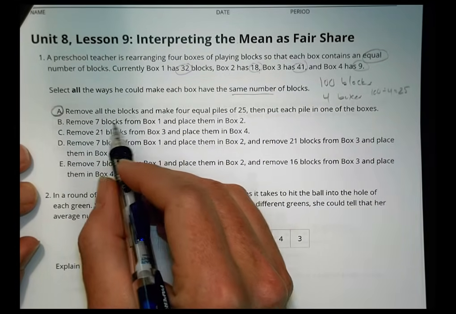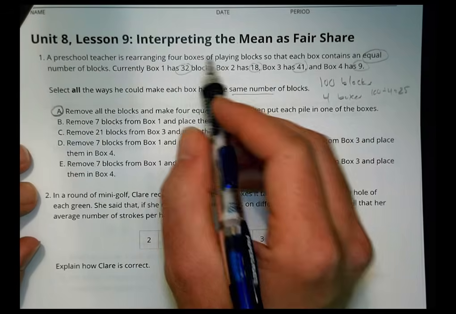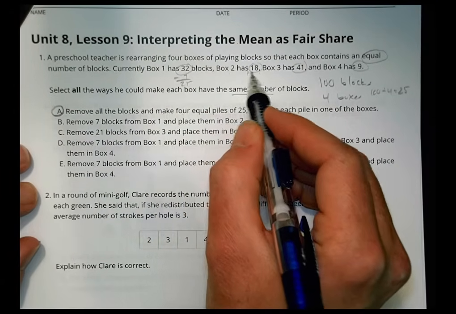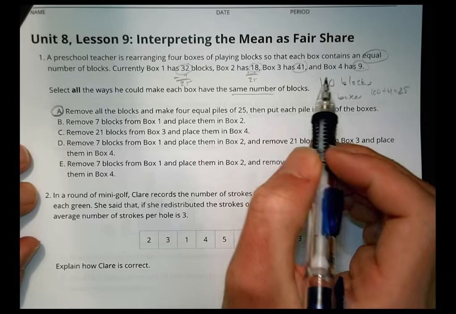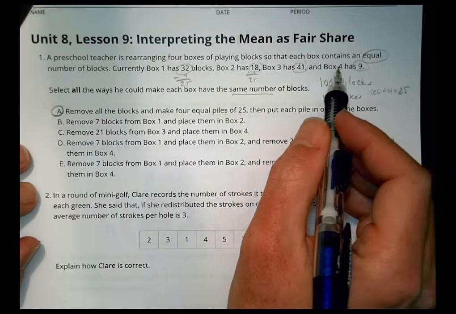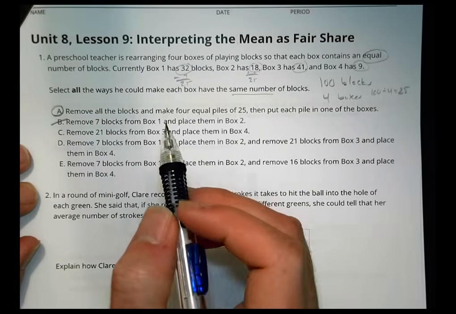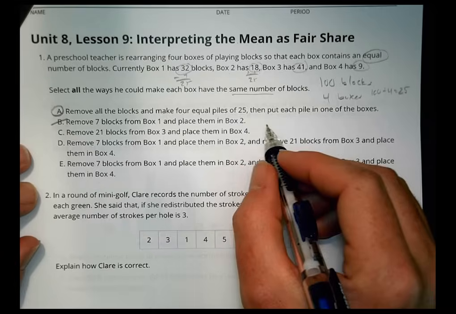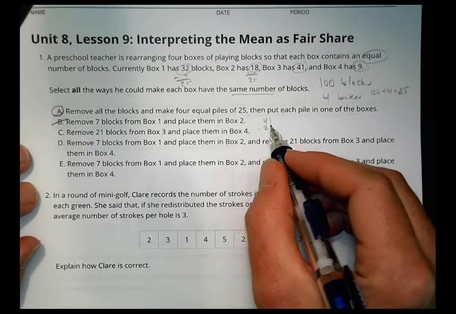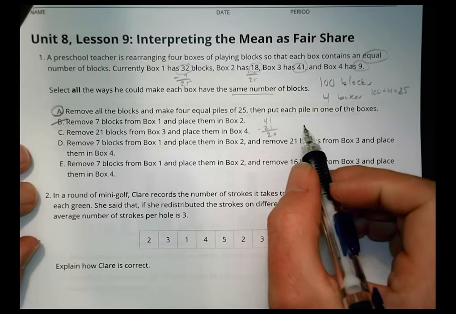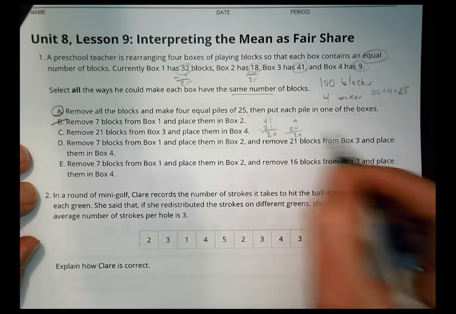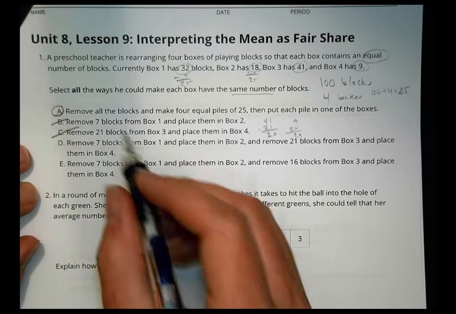What if I take 7 blocks from box 1 and put them in box 2? Subtracting 7 you get 25, adding 7 you get 25. That's great, but these boxes are still not working, so that doesn't work. What if I remove 21 blocks from box 3? Well, box 3 is 41. If I take out 21, now I have 20. And if I put those in box 4, I have 20 plus 9, which is 29. That doesn't help at all.